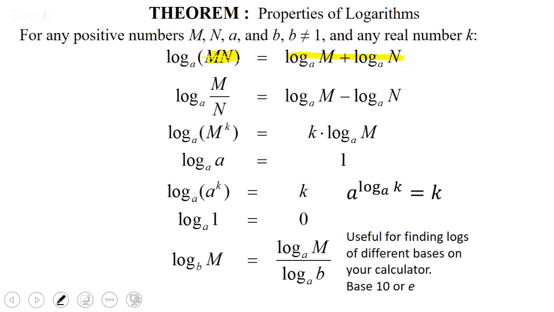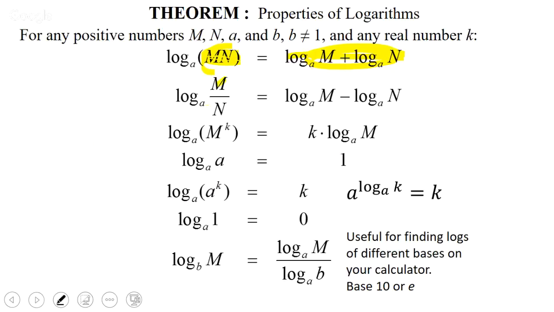Now that makes sense because remember, logs and exponents kind of go together. If we remember some properties of exponents, when I multiply, I add the exponents. So that's why when I multiply here, I add the logs. Think of it that way, because remember, logs are like exponents. Answers to logs are exponents.